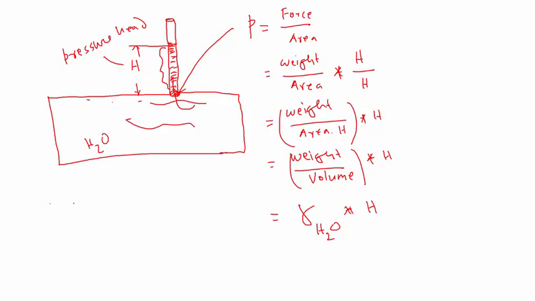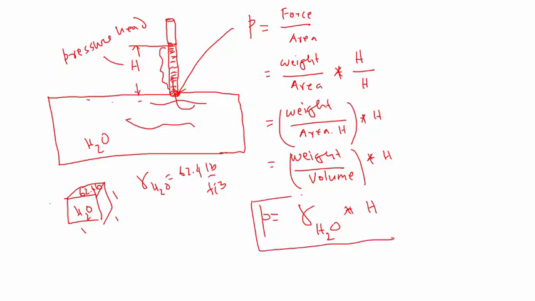For example, for water's specific weight: if I fill a box that is 1 foot on all sides, so a 1 cubic foot volume, with water, it will weigh 62.4 pounds. So water's specific weight is 62.4 pounds per cubic foot. This is a fluid property. So we can measure pressure by the fluid property, specific weight, times the height. That's why this is called pressure head.